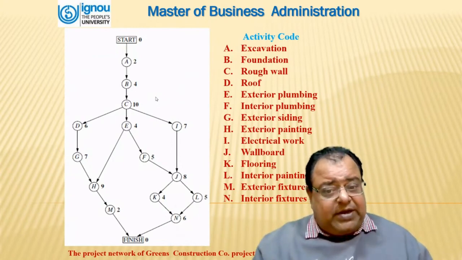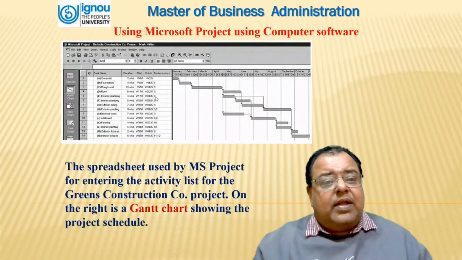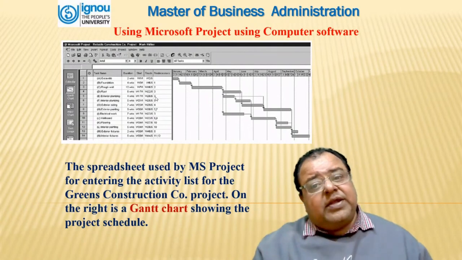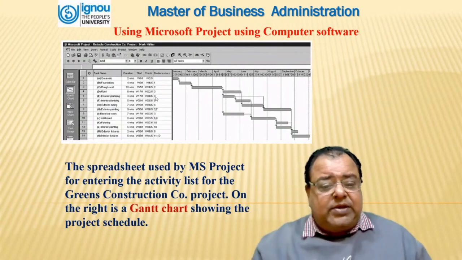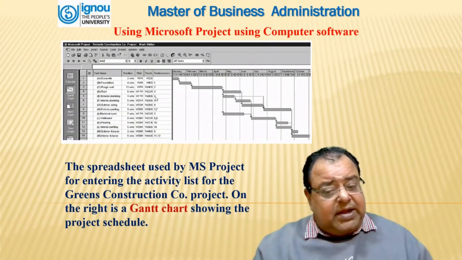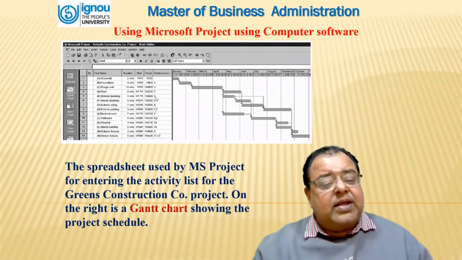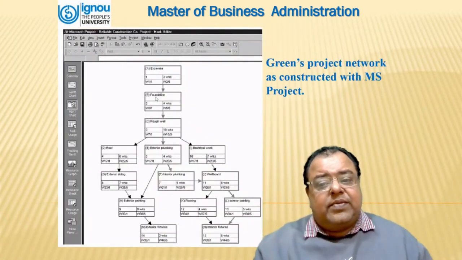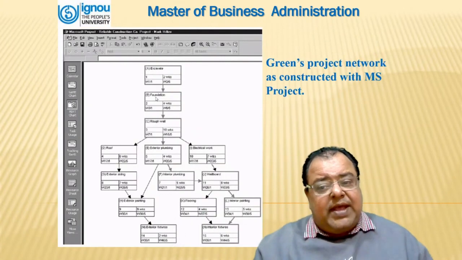Now, how to proceed further? This is the information on how it is used in computer software. This is by using Microsoft Project. The spreadsheet used by MS Project for entering the activity list for the Green Construction Company project. On the right side is the Gantt chart showing the project schedule. This is Green's project network as constructed with MS Project.